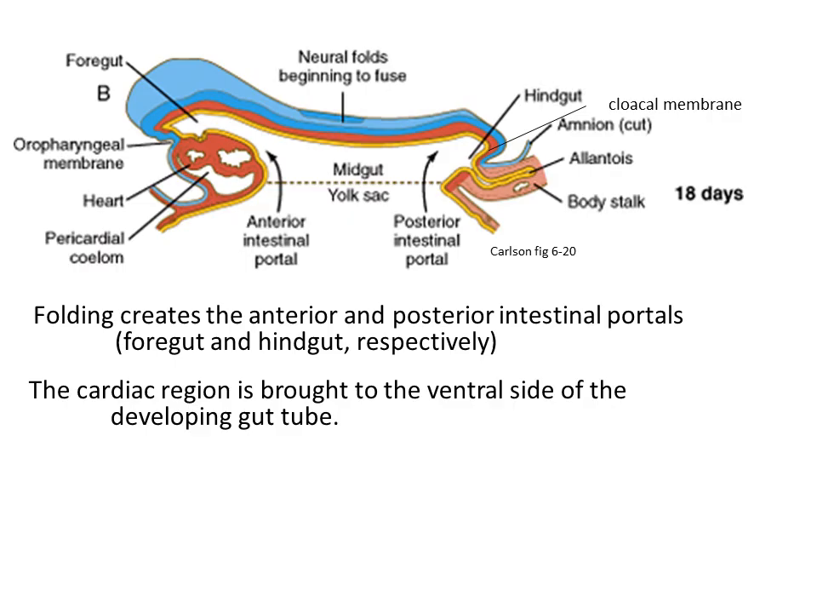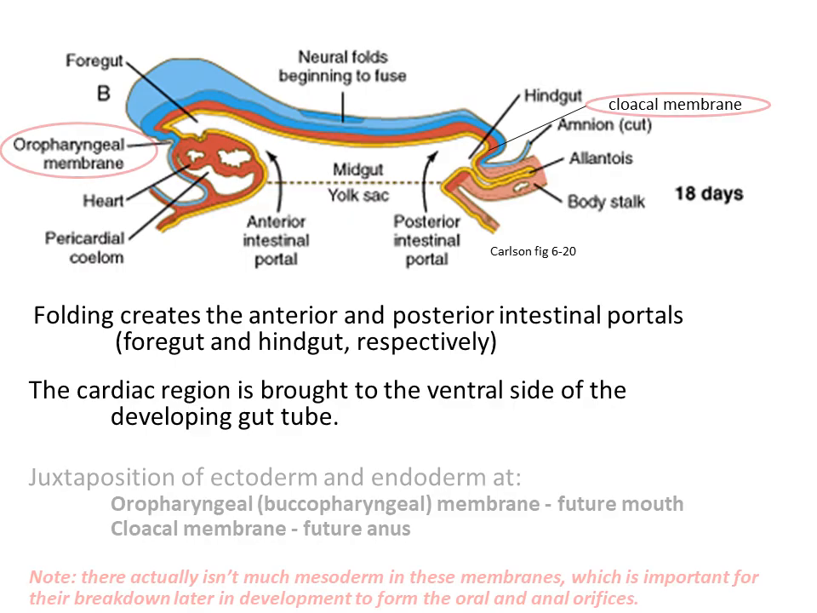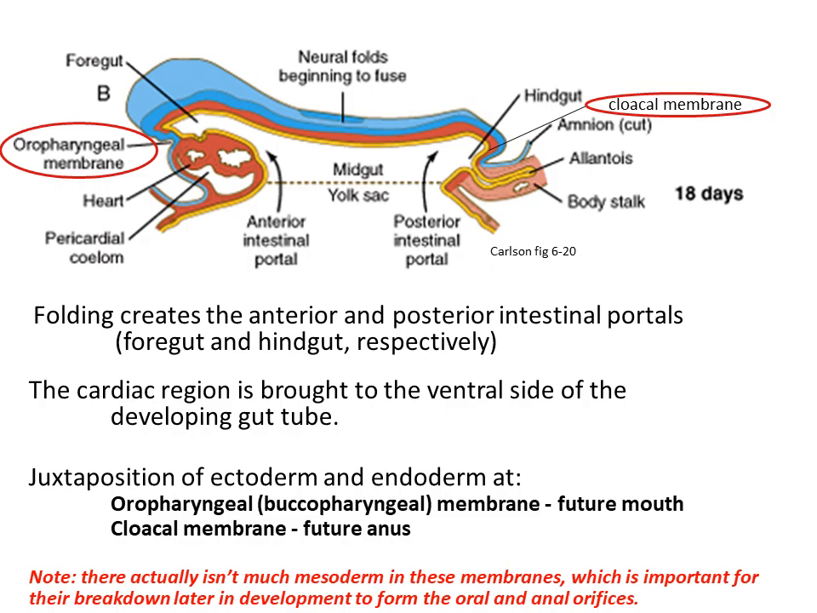The cardiac region is brought to the ventral side of the developing gut tube. The juxtaposition of ectoderm and endoderm forms the oropharyngeal or buccopharyngeal membrane, the future mouth, and the cloacal membrane, the future anus. Note that there actually isn't much mesoderm in these membranes, which is important for their breakdown later in development to form the oral and anal orifices.